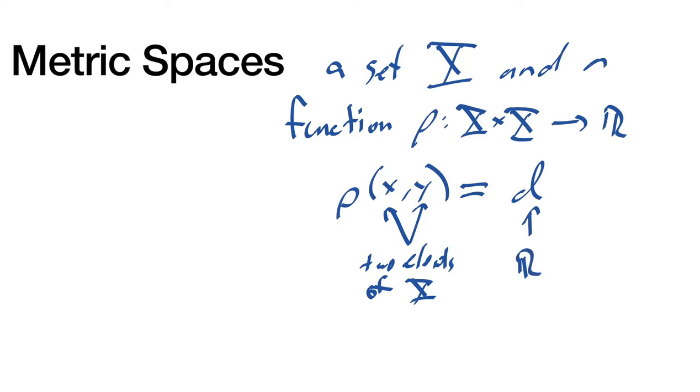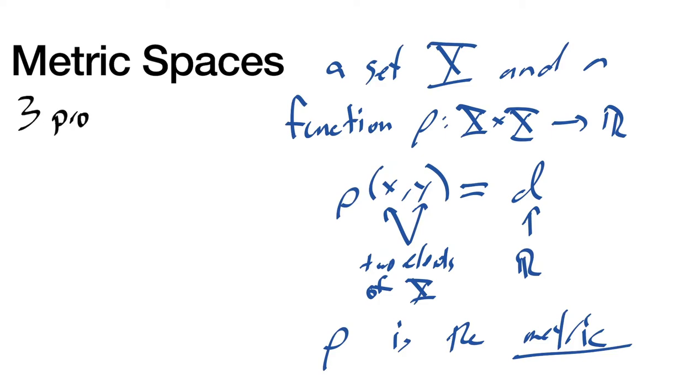So your set doesn't have to be made of real numbers. Your set could be made of vectors. It could be made of any sort of objects, functions. We'll talk about all sorts of different functions. This function is called the metric. So rho is the metric. And a metric has to have three properties to be considered a metric space.